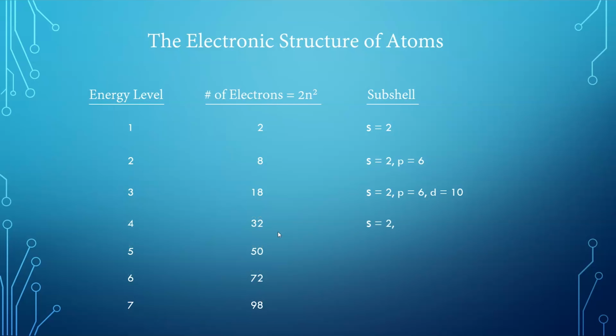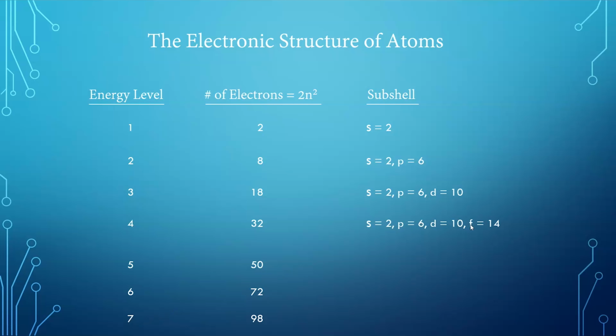If we go to level 4 with 4 subshells, there'll be an S and a P and a D, and now we will add an F subshell, and that F subshell, of course, will hold 14. If you add 14, 10, 6, and 2 together, of course, we get a total of 32. So in each of the energy levels, we divide the level into subshells, and the number of subshells will be whatever the energy level is. So in energy level 7, there will be 7 subshells.